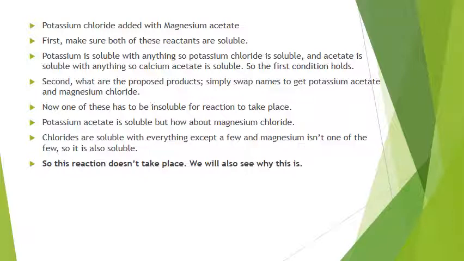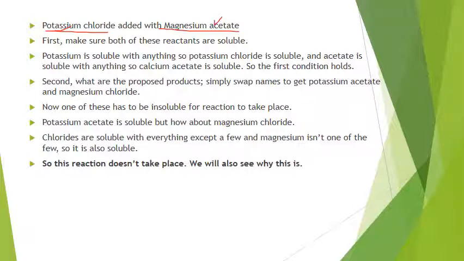And we'll look at that in a minute. So let's look at a reaction that probably won't happen, okay? So potassium chloride plus magnesium acetate, first of all, are they both soluble? Yes, they are. I can go back and look. Anything with potassium and anything with acetate are soluble, so both are soluble.